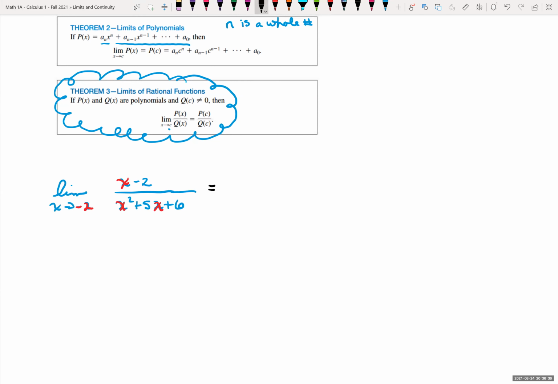If we do that, I usually put in parentheses wherever I see my variable. So I have parentheses minus 2, parentheses squared plus 5, parentheses for the x, and then plus 6. Then wherever I see the parentheses, I replace it with what x is approaching, in this case -2. So let's simplify with order of operations. Numerator is like a parentheses, denominator is like a parentheses. In the numerator, I get -2 minus 2, which is -4, all over -2 quantity squared, which is 4.